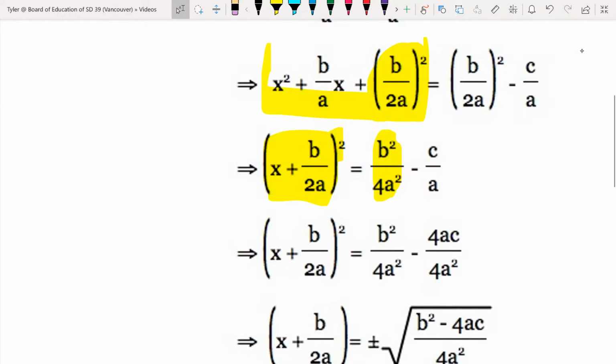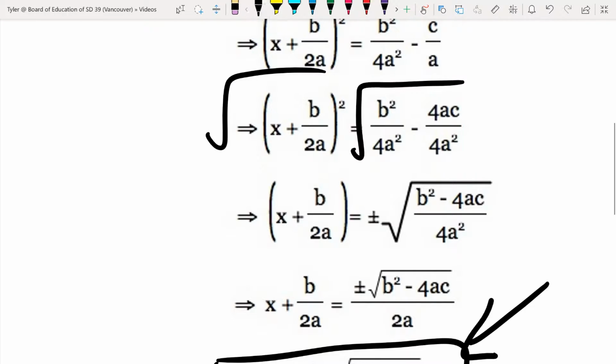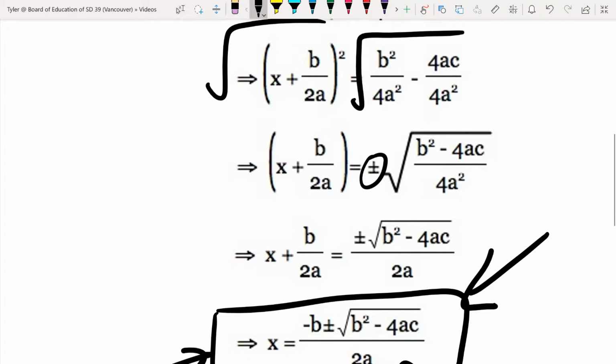Now we're going to make it so that the two terms on the right have the same denominator, 4a squared. So we multiplied c, got it to that. Now, because we have the square here, I'm going to square root both sides. Because these have the same denominator, they can combine into one fraction. We square root both sides, so that gets rid of the exponent there. And it becomes plus or minus, really important, the square root of this. Then we get rid of the brackets, and we're also going to simplify the denominator, so 4a squared, square rooted, becomes just 2a.